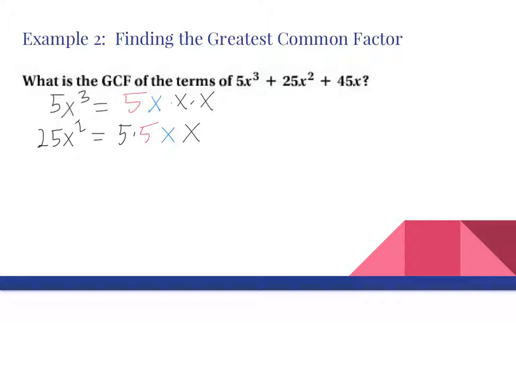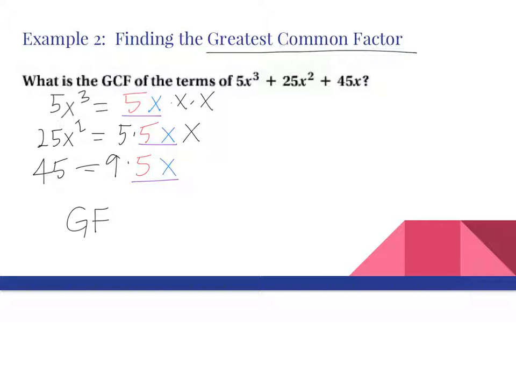And then finally, 45x equals 9 times 5 times x. So you can see in each case we have 5x. So 5x is going to be the greatest common factor, which we'll abbreviate greatest common factor as GCF. So the GCF is going to be 5x.